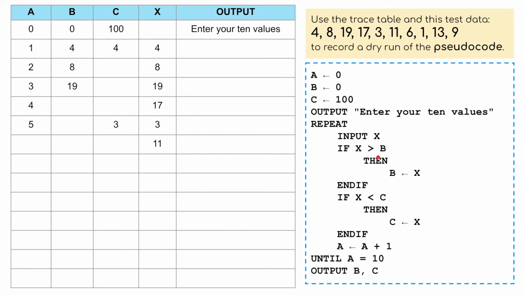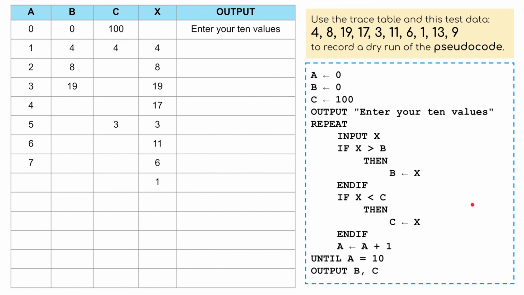11. If X is greater than B, well, 11 is not greater than B. So that gets left alone. If X is less than C, well, it's not. So that gets left alone. So I've added 1 to the column here. 6. Okay. If X is greater than B, well, no, it's not. Then that gets left alone. If X is less than C, well, no, it's not. So we just add 7. Just add a 1 to the A column.